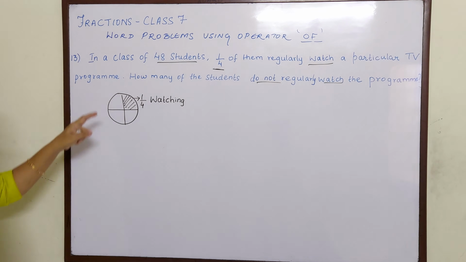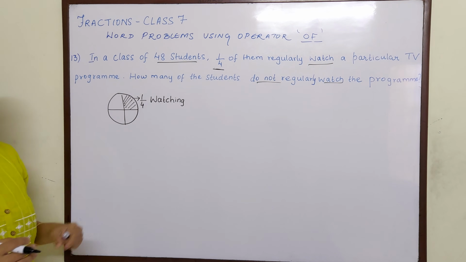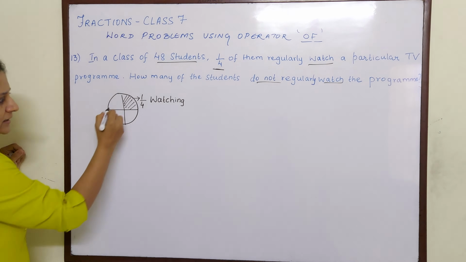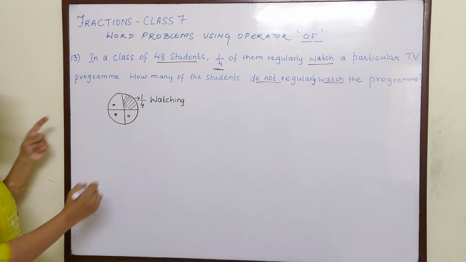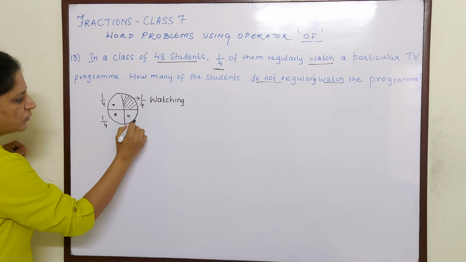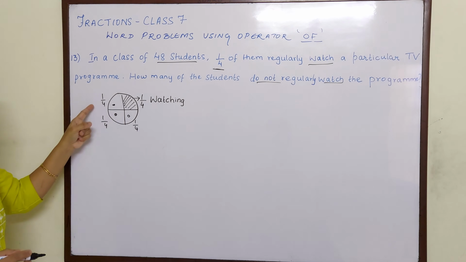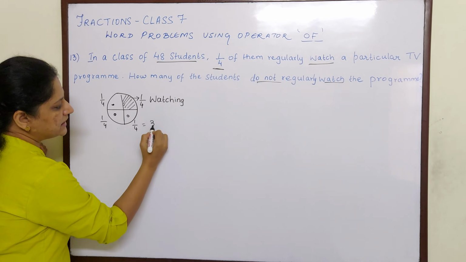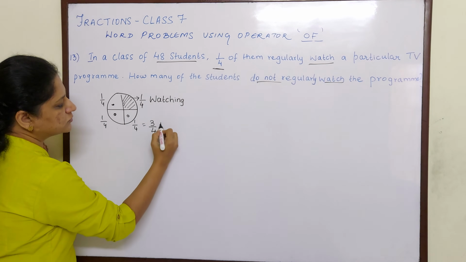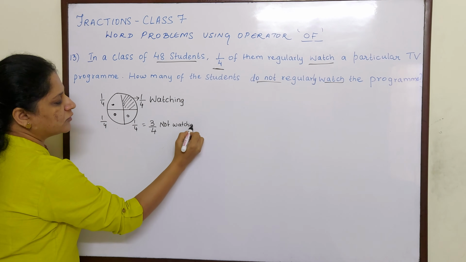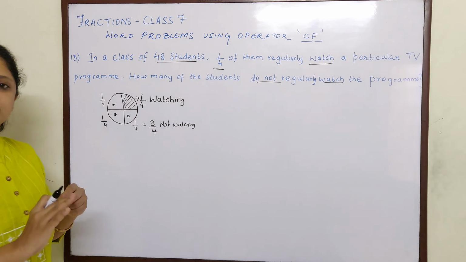So now children, tell me the fraction of students who are not watching the program. That is this and this. So it is 1/4 here, 1/4 here and 1/4 here. So that means 1/4 plus 1/4 plus 1/4, that is 3/4 fraction of students are not watching the program. So now we have got the fraction of students not watching.